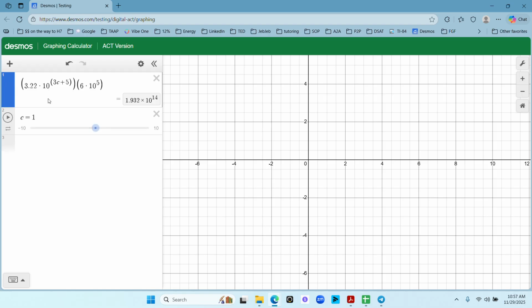Again, I'm going to add a slider, and I can use my answer choices. So when C is -4, I do not get 193.2. When C is -3.3, I get 24. At -3, I do get 193.2. So C is the correct answer.